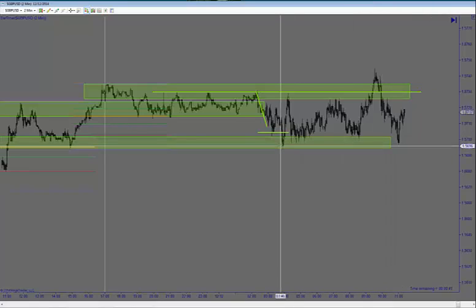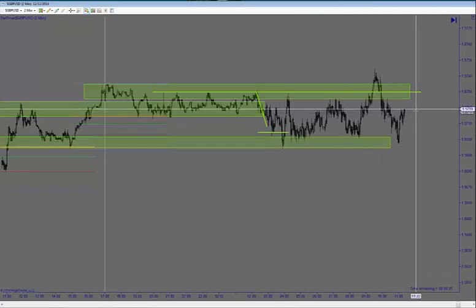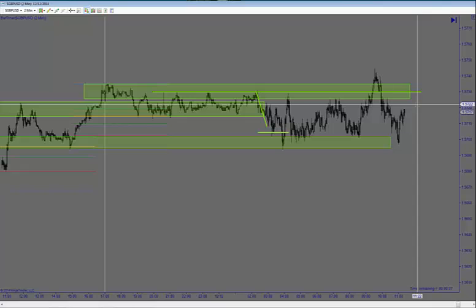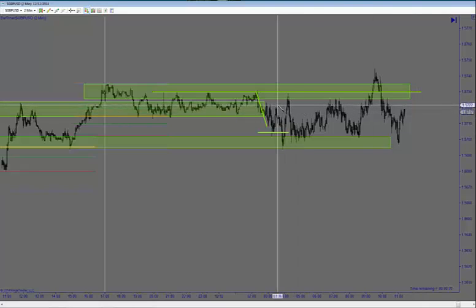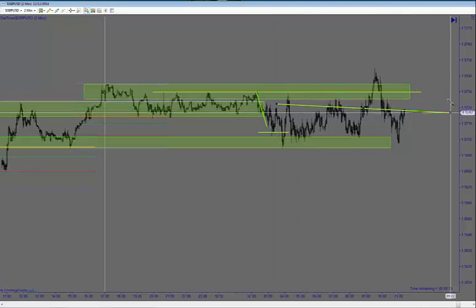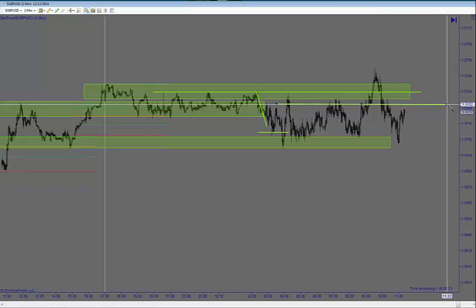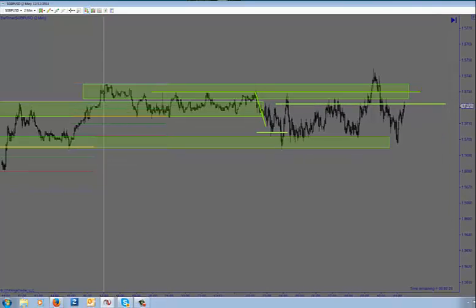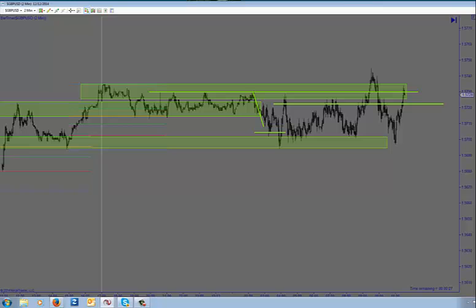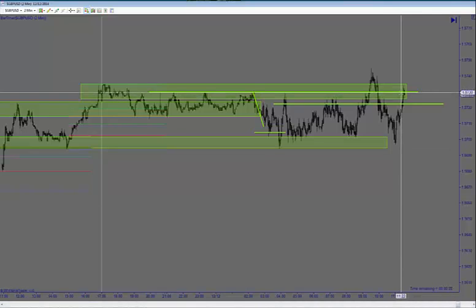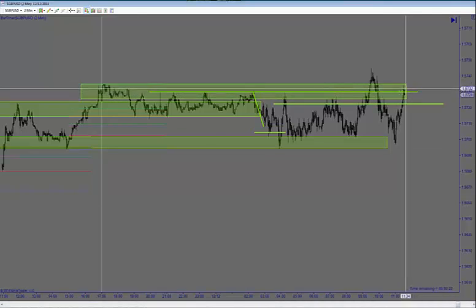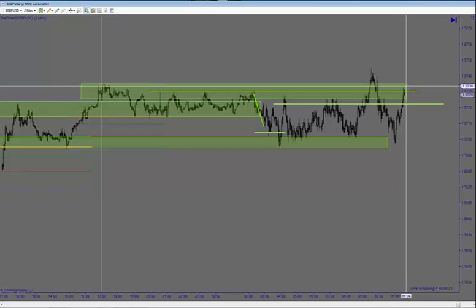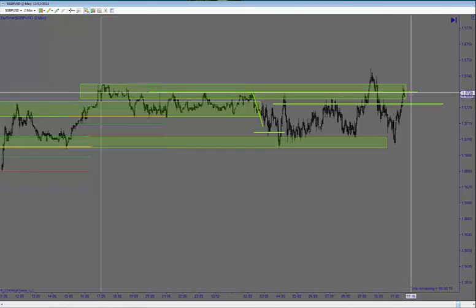Price still respected these lows. Now I expect a lower high somewhere in this area right here. I would expect price to have difficulty getting past this area right here. And it didn't. Okay, what's the next level? Up here, right? Price should not be able to get past this area right here. This rectangle should hold, right?